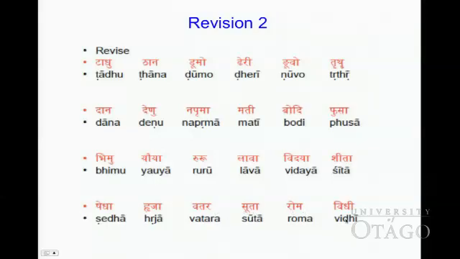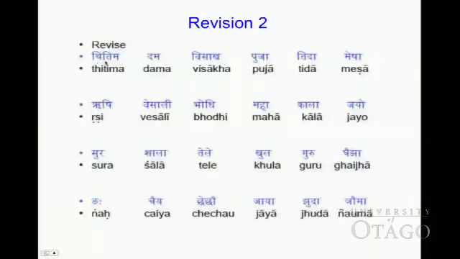ro, ma, vi, di. How many words can you read from the Devanagari alphabet? I hope you can read most of them. Now next slide: go to ti, di, ma, da, ma, vi, sa, ka, pu, cha, ti, da, me, sha, ri, shi, ve, sha, li.